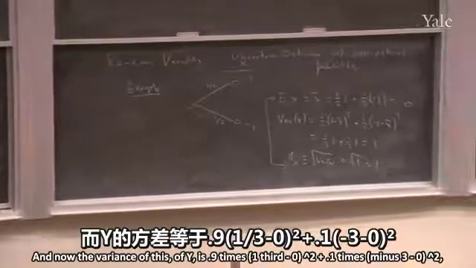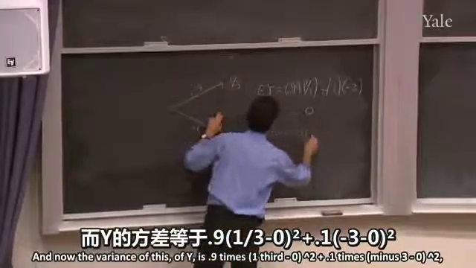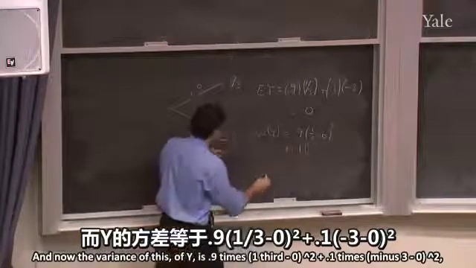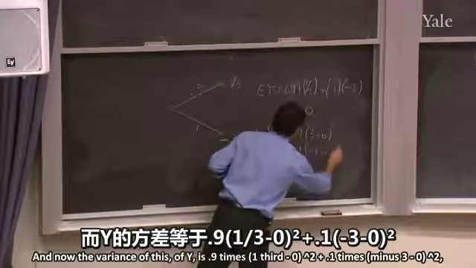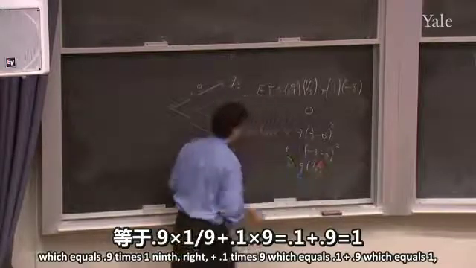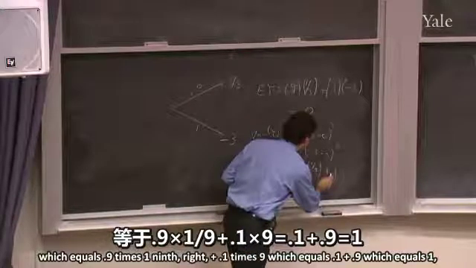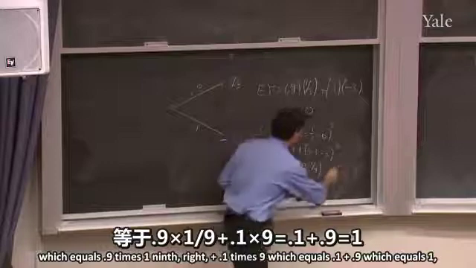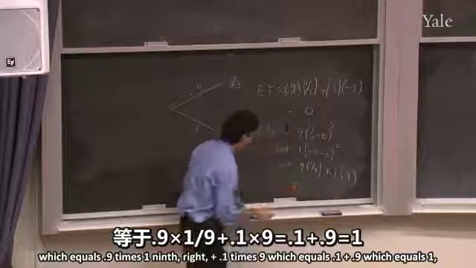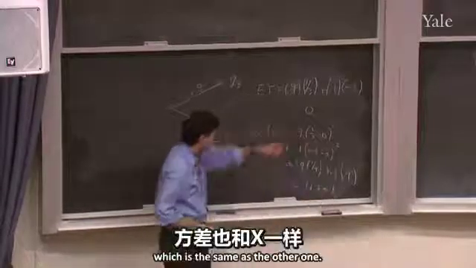And now the variance of y is 0.9 times a third minus 0 squared, plus 0.1 times minus 3 minus 0 squared, which equals 0.9 times 1/9, right, plus 0.1 times 9, which equals 0.1 plus 0.9, which equals 1, which is the same as the other one.